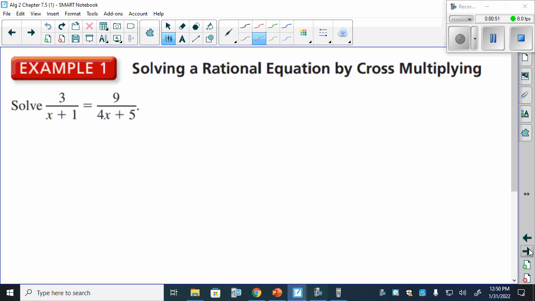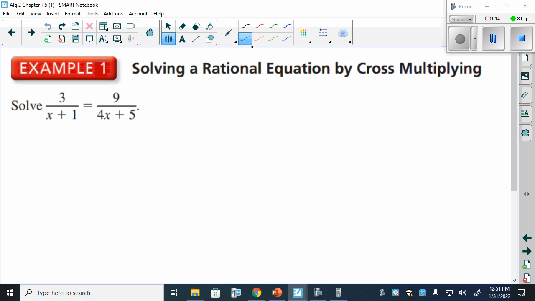Let's go on and get started on the note sheet today. So what we're doing today, tomorrow, and Wednesday is covering solving. So we're going to be solving these rational equations. Now, the first one that we look at is this one here. We have 3 over x plus 1 is equal to 9 over 4x plus 5.